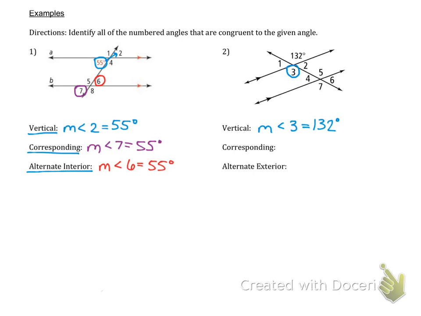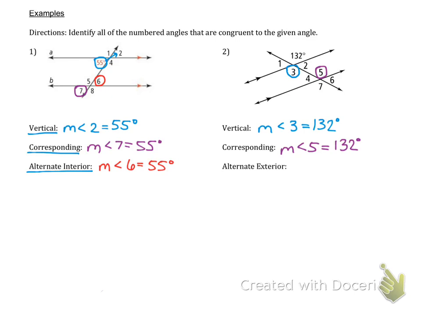Next is corresponding. What is corresponding with 132 degrees? And that would be angle 5. So the measure of angle 5 is also going to be 132 degrees because corresponding angles are congruent.